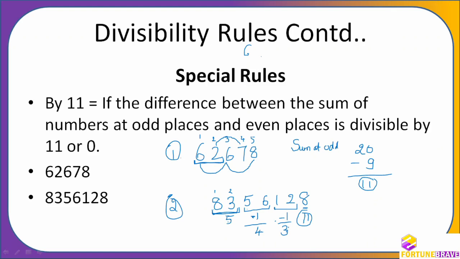It is 11. Here also we can do 6 minus 2, which is 4. Then 6 minus 7 is minus 1. So 4 minus 1 is equal to 3. 3 plus 8 is equal to 11. You got it? You will be able to do it faster once you start doing it. Every day you practice it, you will be able to do it.